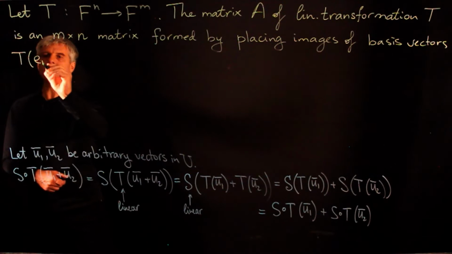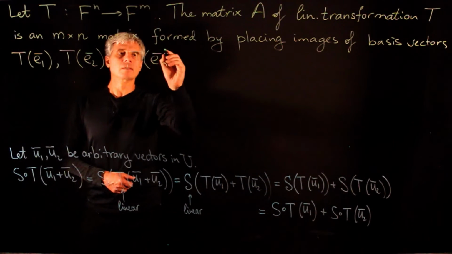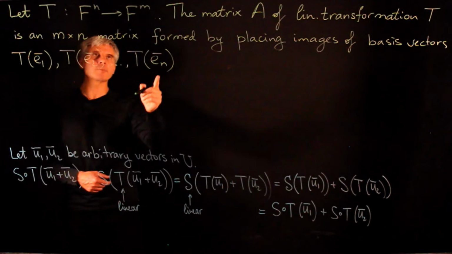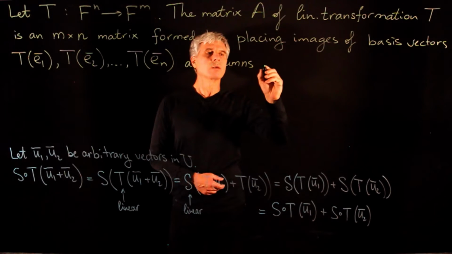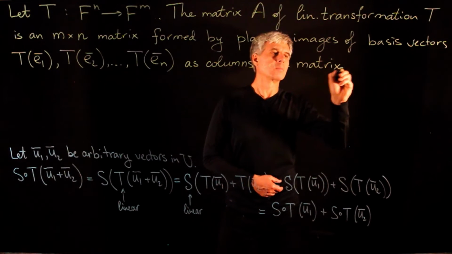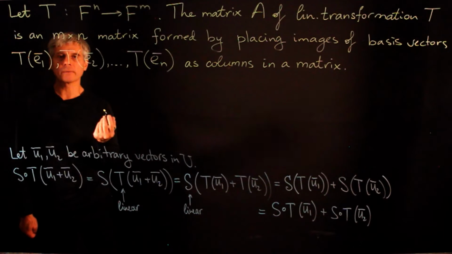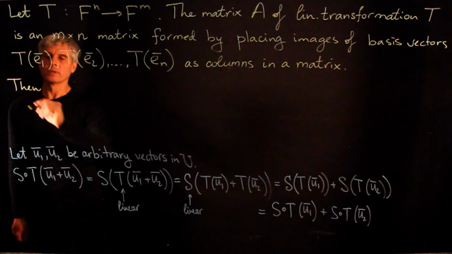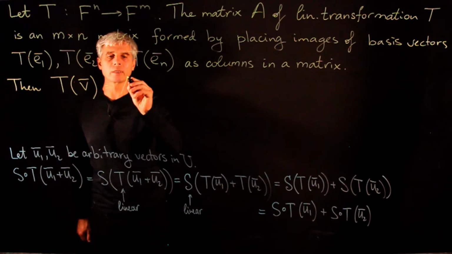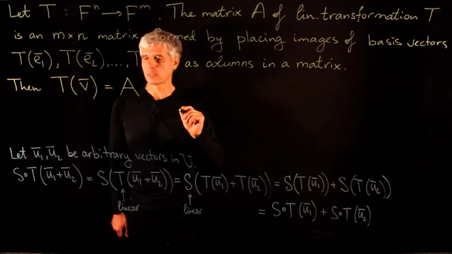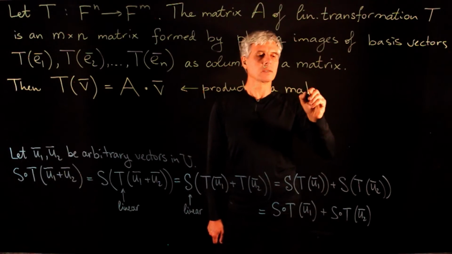So we take the standard basis vectors e1, e2 up to en. So we apply the transformation T to these basis vectors. So we obtain vectors in the space Fm, and we place these vectors as columns to form a matrix. Once we have this matrix, we can calculate values of this transformation on arbitrary vectors by using matrix vector product. So then T of any vector v is equal to the product of the matrix A with the vector v. Right? So this is a product of a matrix and the vector.